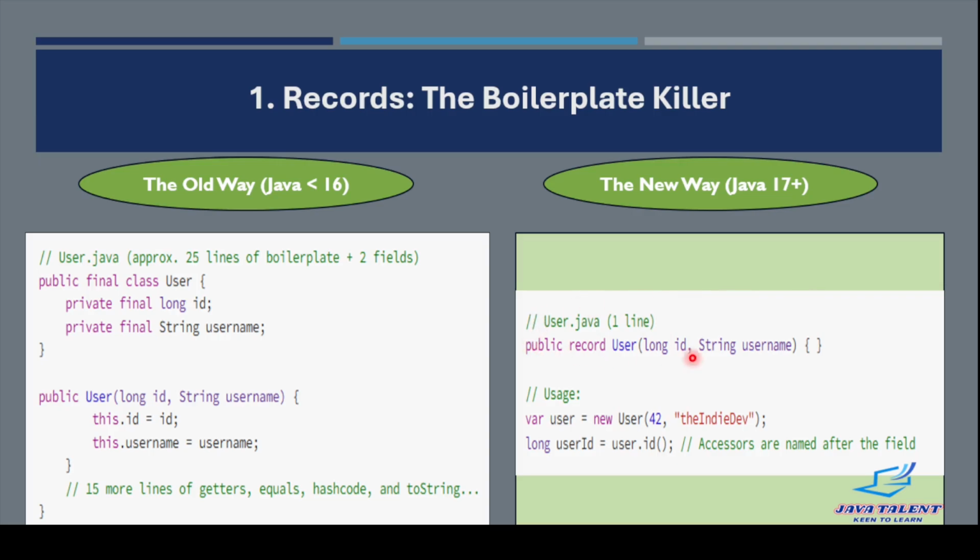And how do we use this record? Basically we create a variable: var user = new User(...) with the values which we have to assign. Then long userId = user.id(). So the accessors are named after the field. Okay, so this is a very simple way that we can use. The records are immutable by default, which is almost always what we want in modern architecture. Okay, if you need mutability, you are usually modeling a stateful entity, not a DTO. Basically, you should use traditional classes in that case. So that is one step as well.